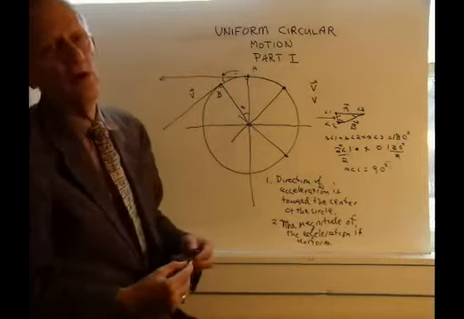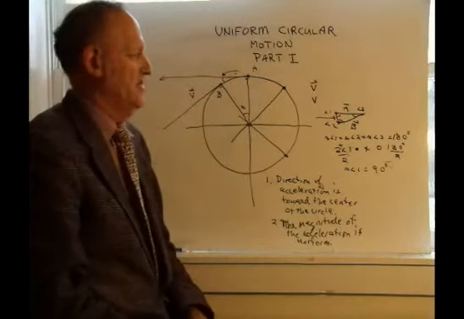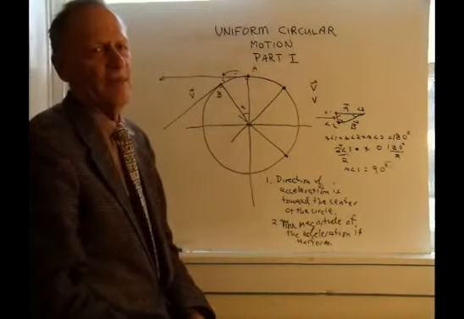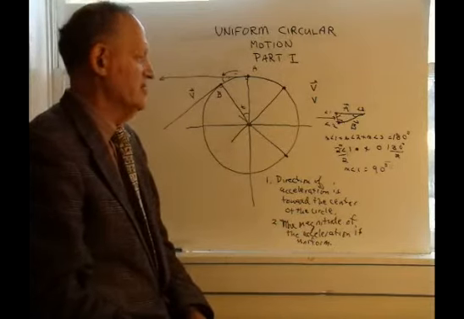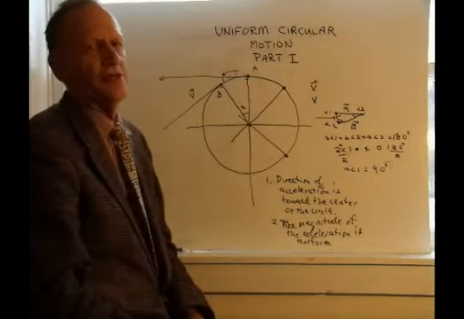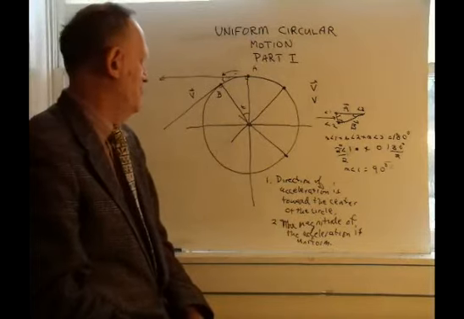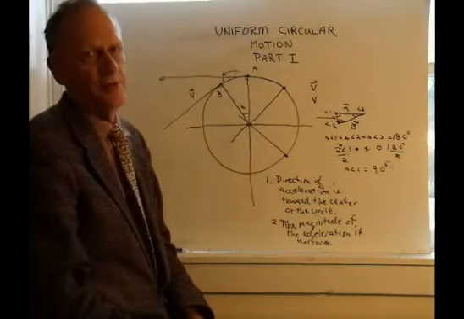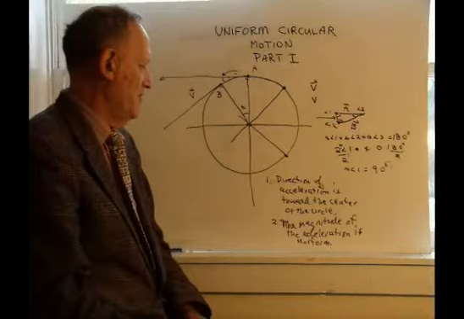Now, in part two, we're going to find out exactly how much that acceleration is, the magnitude of the acceleration, in terms of the velocity of this body going around the circle and in terms of the radius of the circle, which are the two main factors that regulate the acceleration.